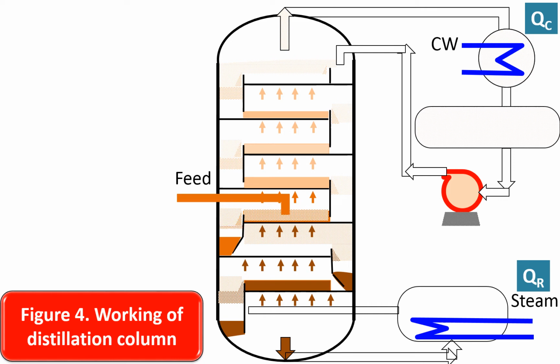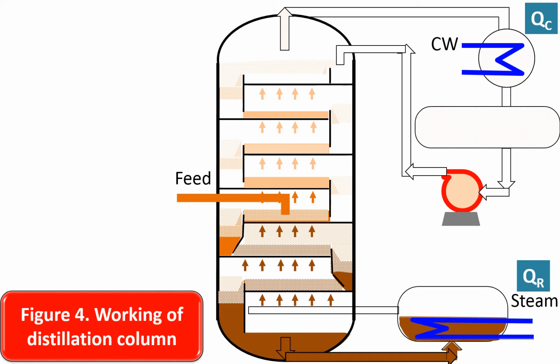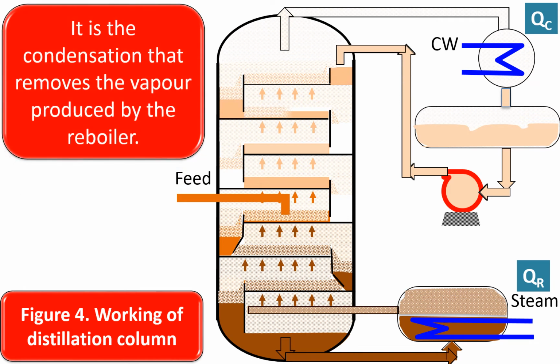To understand it better, take a look at the picture of the working of a distillation column. The steam fed to the reboiler generates vapor. The vapor moves up the column and comes into contact with the liquid on the trays, and mass transfer takes place. The light product, upon enrichment, leaves the column as overhead vapor and condenses by exchanging heat with the cooling water in the condenser. So it is the condensation that removes the vapor produced by the reboiler.